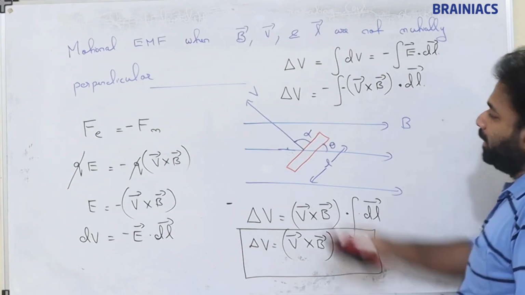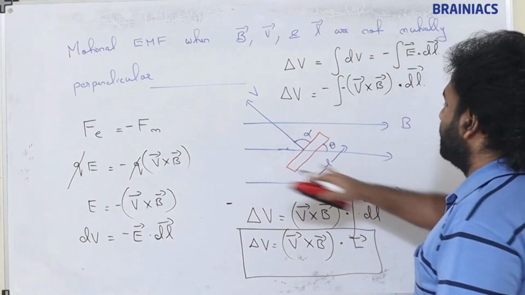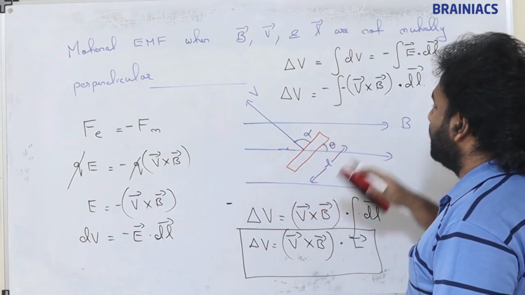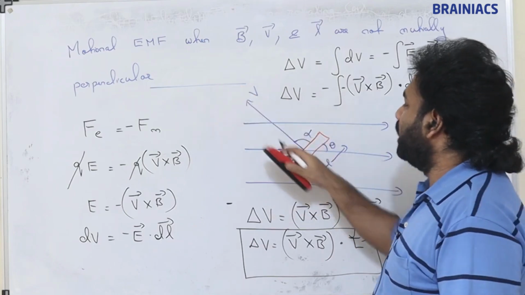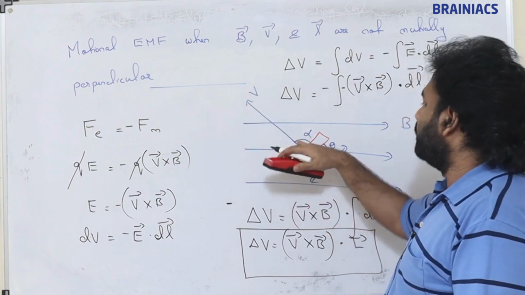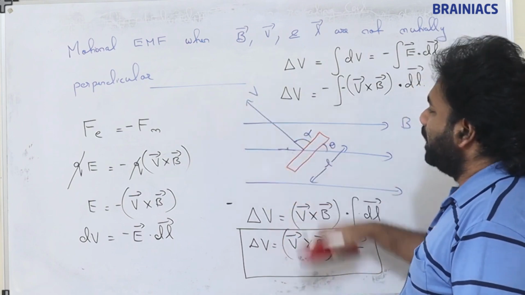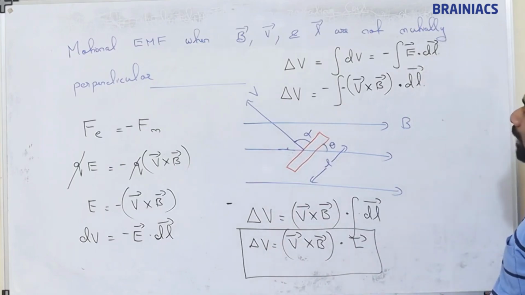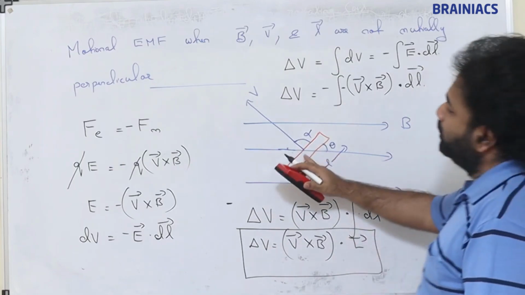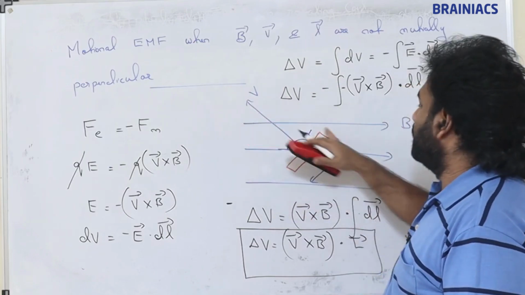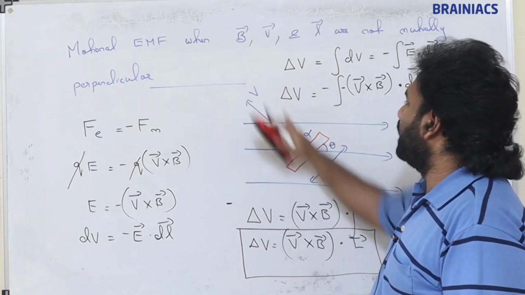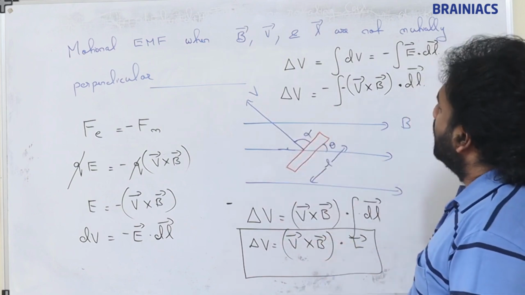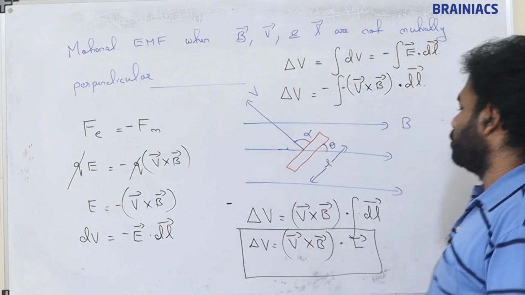Okay, clear? I repeat, this is the magnetic field, this is a conductor, the conductor is at an angle theta with the magnetic field, and this is moving at an angle alpha. So if this is the case, then how do we find the motional EMF?